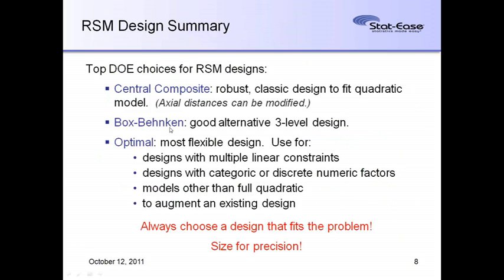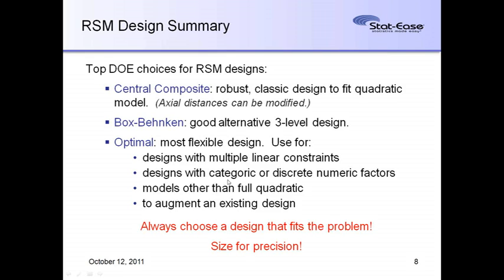Another alternative is a Box-Behnken design. That's a 3-level design where each of the factors have 3 levels. And then the third choice that I'm going to be talking about today is optimal design. So these are the custom designs you use, and they're the most flexible of the designs. And they become essential when you have multilinear constraints. And that's the example I'm going to show you, where we have some additional linear constraints.